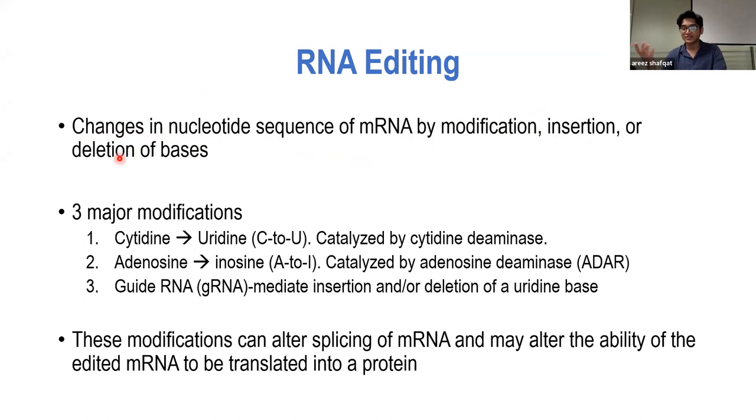That's how RNA editing differs from the other processes that we've discussed: capping, polyadenylation, and splicing. The three major modifications of RNA editing are cytidine or cytosine. The base is cytosine, the base is cytidine.